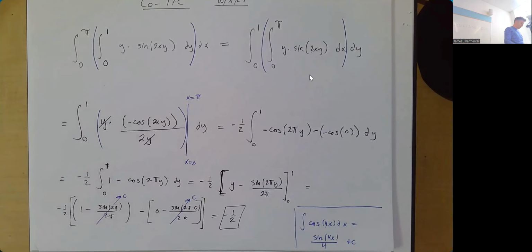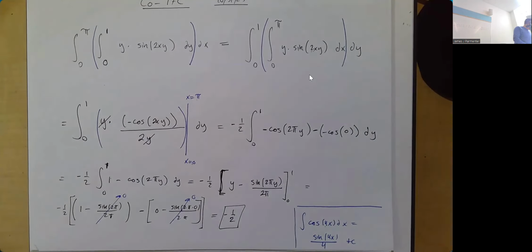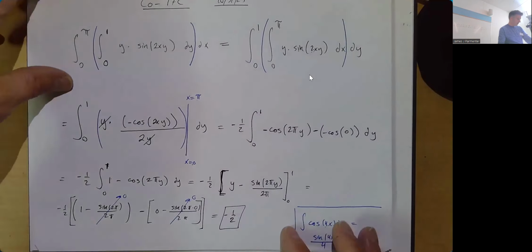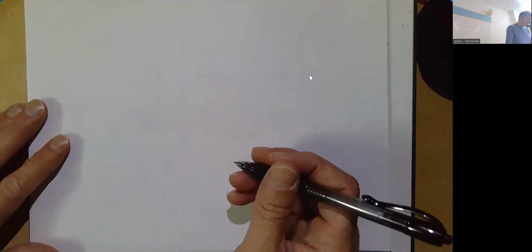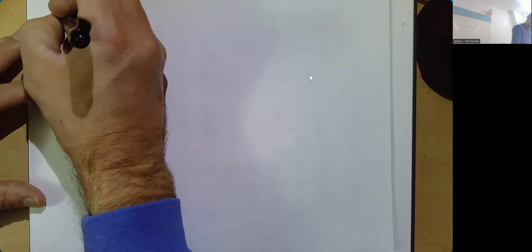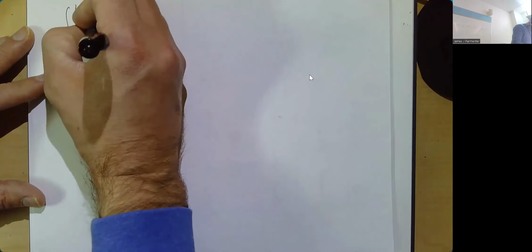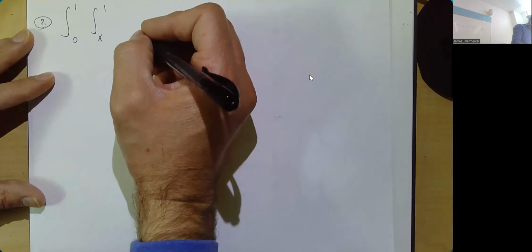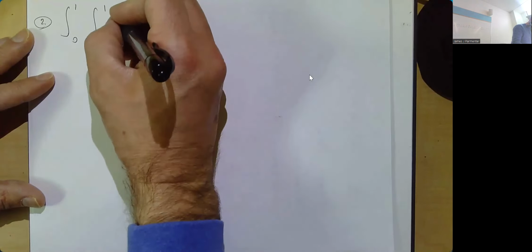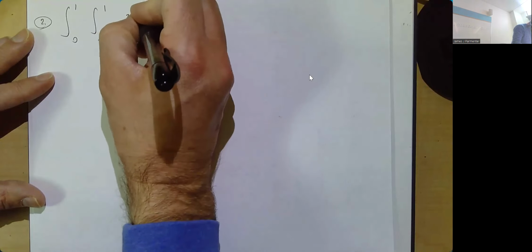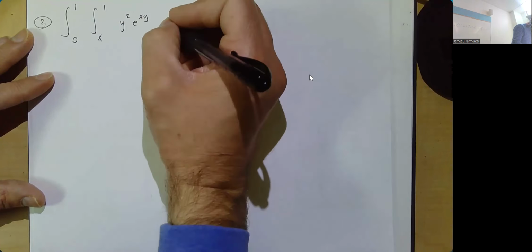So let's look at the next one here, which is right there. Let's do that one first. Let's try the integral from 0 to 1, the integral from x to 1 of y squared e to the xy dy dx.